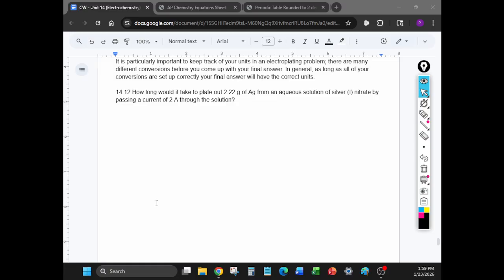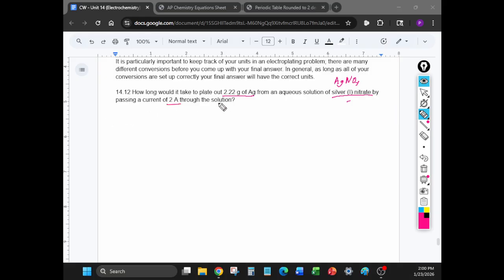All right, welcome back. We're going to try 12, and for 12, we're going in reverse. This time, we are given our mass, which is 2.22 grams of Ag, and it tells you the formula, which you should identify as AgNO3. Ag, silver 1, is Ag plus. Nitrate, one of the polyatomics you need to memorize, is -1. So it becomes AgNO3. It gives us another number, which is 2 amperes.